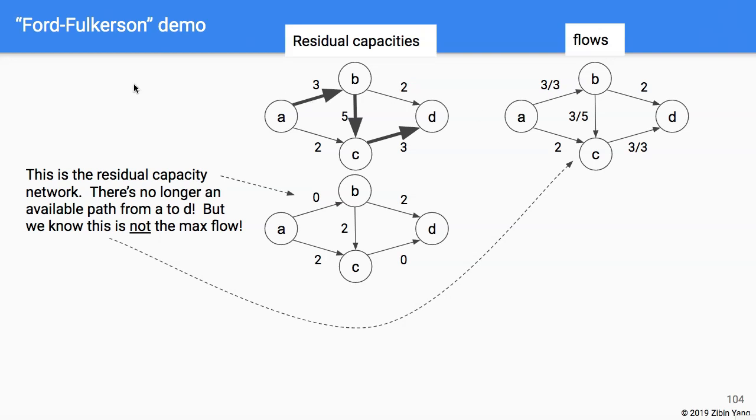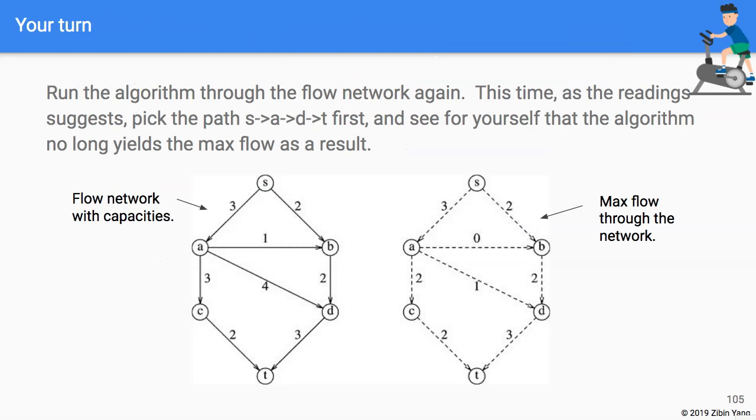So this is a demonstration that there is something missing in this algorithm. And to see this for yourself, in the previous exercise, if you were able to find the max flow through this network, then I'm going to ask you to try again. But this time, when you pick a path, pick the path from S to A, and then A to D, and then D to T. So after you do this, work out the residual capacity network and see if you can still arrive at the max flow in this form.